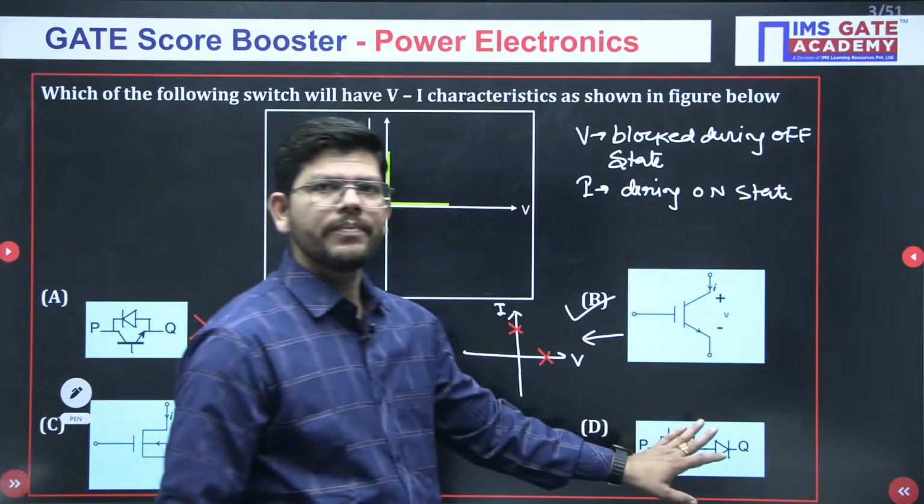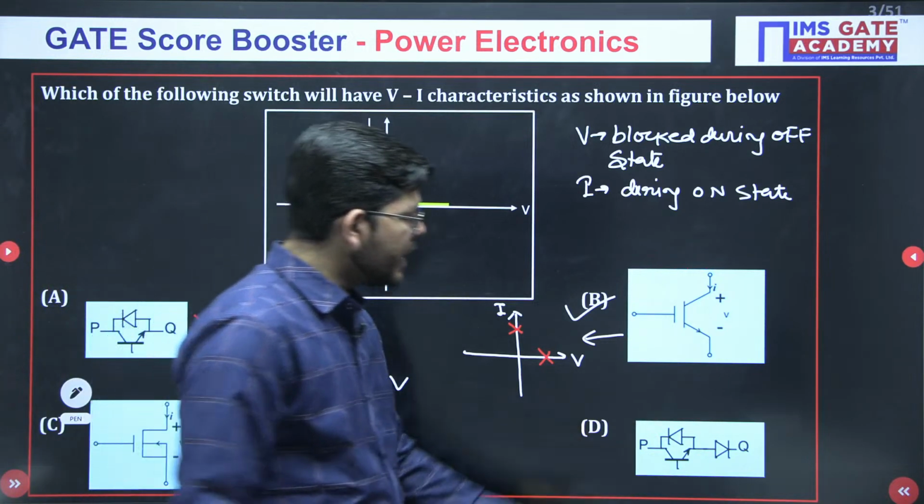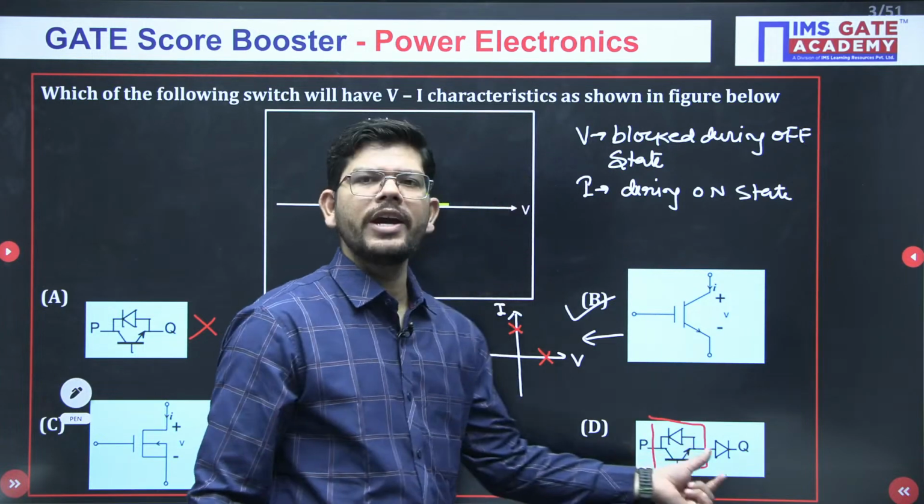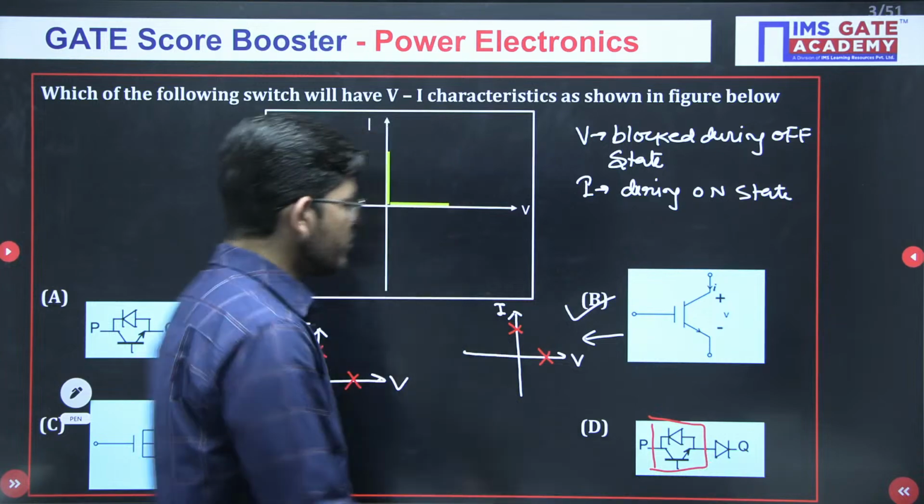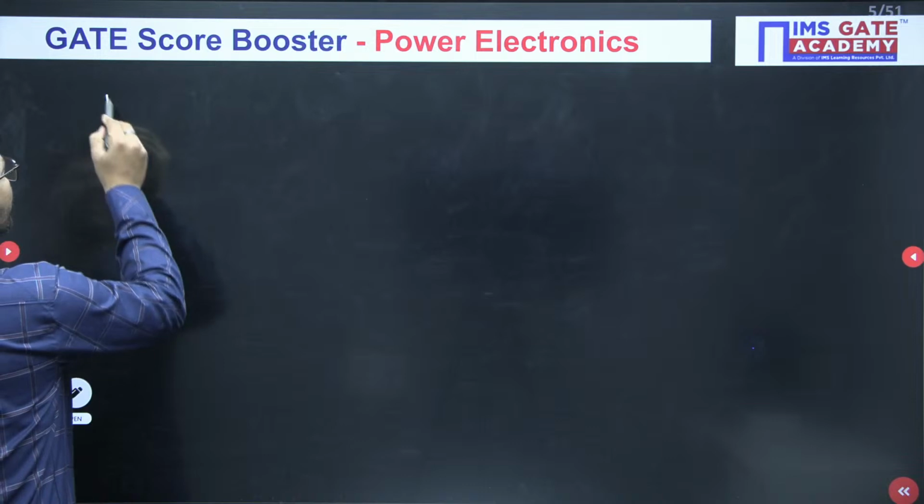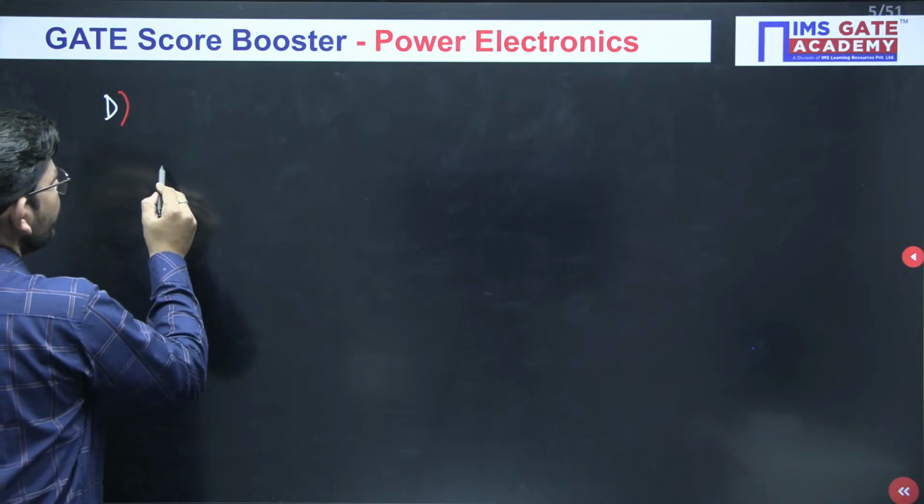Now, what about option D? Okay. So in option D, you can see this much of the switch we have already realized in option A. Now we have to connect a series diode only. Okay. So let us connect a series diode and see what we will get. So if we talk about option number D, in which what we are having?